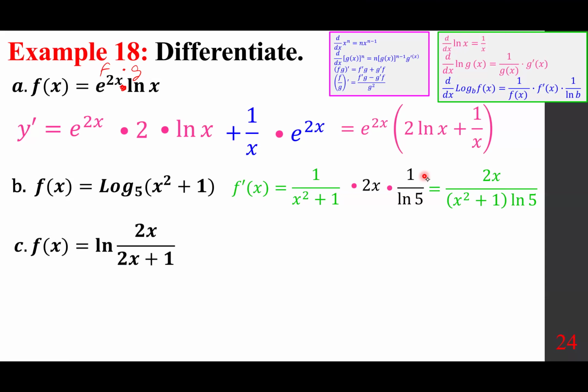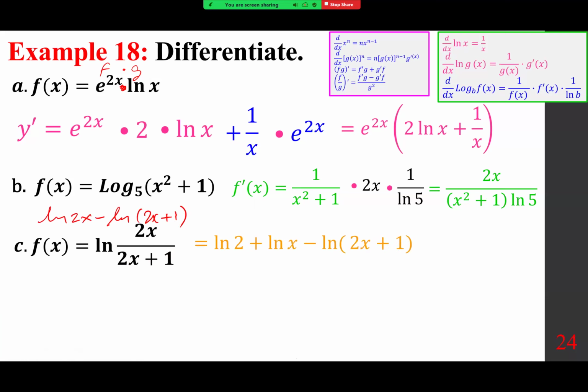If you want to differentiate this, you have to flip this over and then multiply by its derivative, which uses the quotient rule. But you decompose that, ln of the top, ln of 2x, minus ln of the bottom. And ln of 2x is ln 2 plus ln x. ln 2 is a number, the derivative is 0, but ln x gives you 1 over x. And this one, minus 1 over 2x plus 1 by the chain rule times 2.